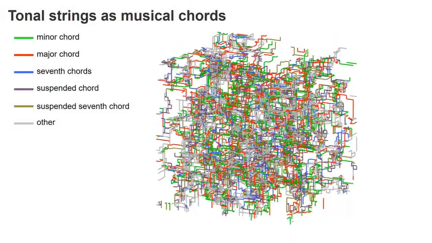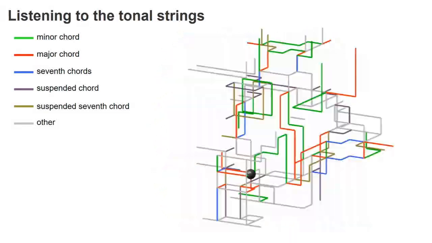So again, instead of just looking at it and talking about it, we can listen to it. What I have here is a zoomed-in region of these strings, and the black dot there will move along a path through the strings, and each note surrounding that vortex will be given an instrument, and we can hear the sound of these tonal strings.